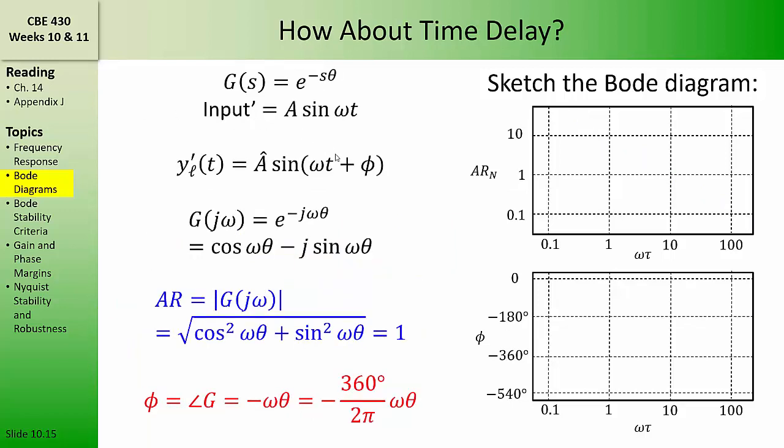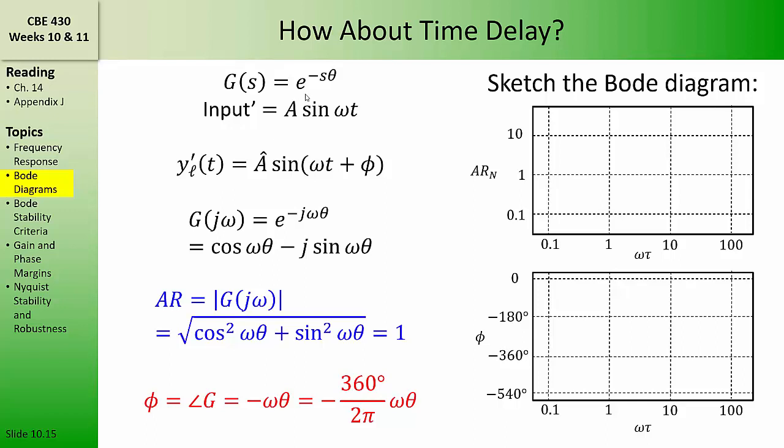To find the frequency response of the time delay, we need to substitute s equals j omega into the transfer function for the time delay, e to the minus s theta. When we substitute s equals j omega, we get e to the minus j omega theta, which can be written as cosine omega theta minus j sine omega theta using the Euler identities. This is already divided into the real and imaginary parts. To find the amplitude ratio, you may recall that cosine squared plus sine squared is equal to 1. So the amplitude ratio for the time delay is equal to 1. That means that the amplitude of the output will always be equal to the amplitude of the input.